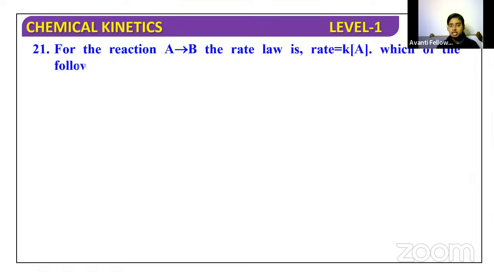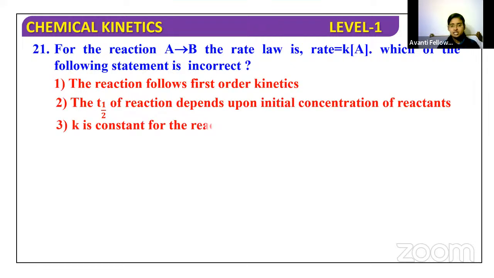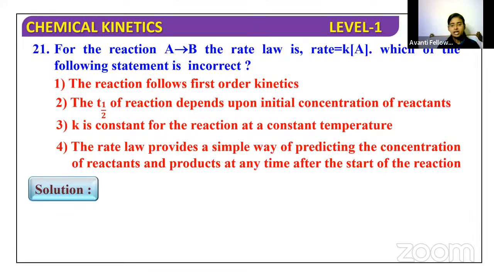For the reaction A giving B, the rate law is rate equals K into concentration of A to the power 1. Which of the following statements is incorrect? The reaction follows first order kinetics. The T half of a reaction depends upon initial concentration. K is constant for the reaction at constant temperature. The rate law provides a simple way of predicting the concentration of reactant and product at any time after the start of the reaction. So, which is the incorrect statement?